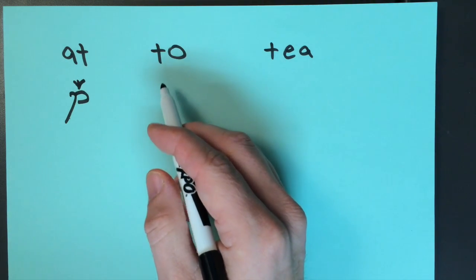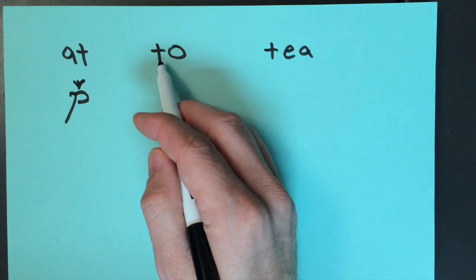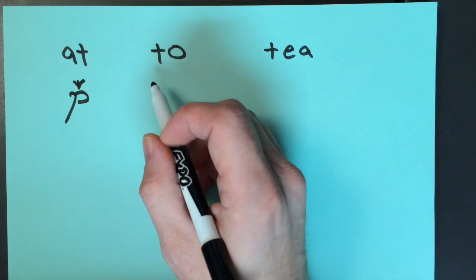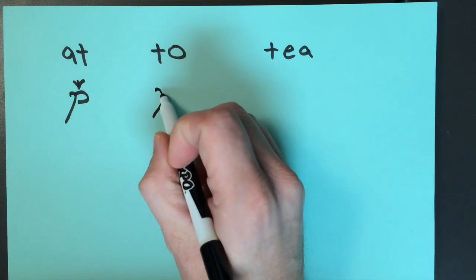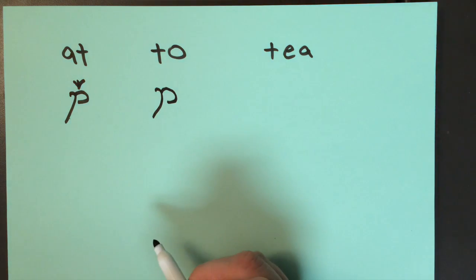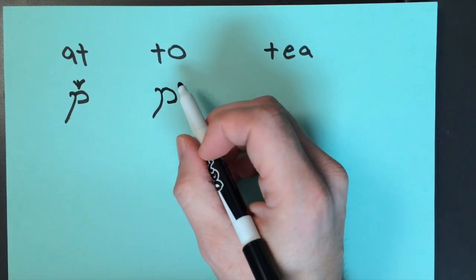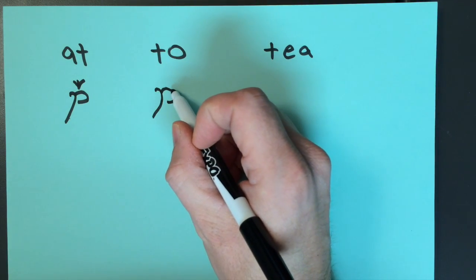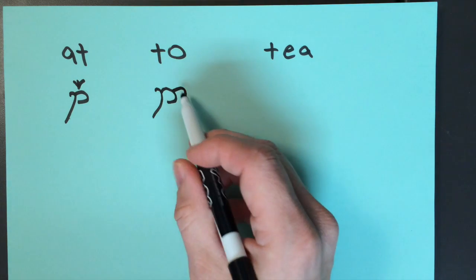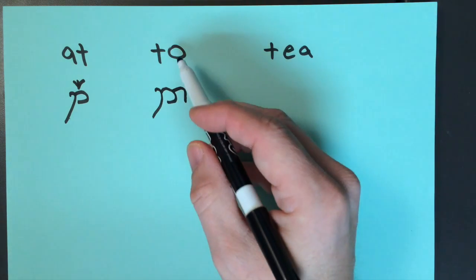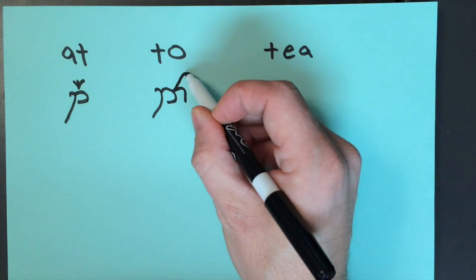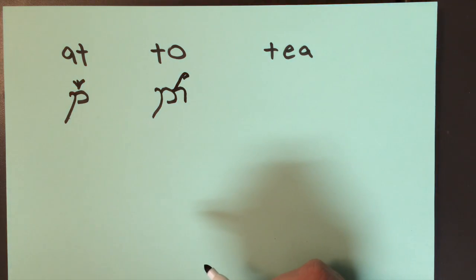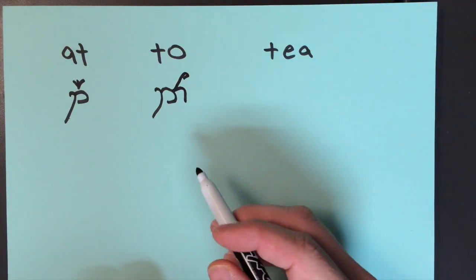Now let's do to. You notice the vowel comes after the consonant. So let me show you how we'll do that. First we draw our T, like this. And then, just like in the first video, we want to add a carrier. There's our carrier, because we're carrying over the vowel from the consonant. So we draw our little hook for the O, and that's to.